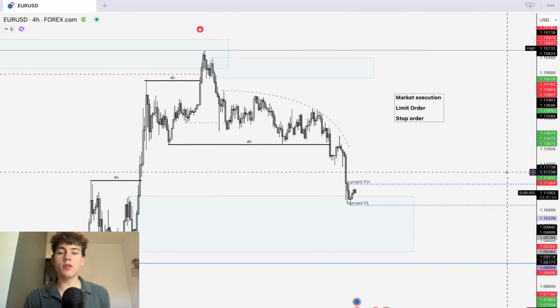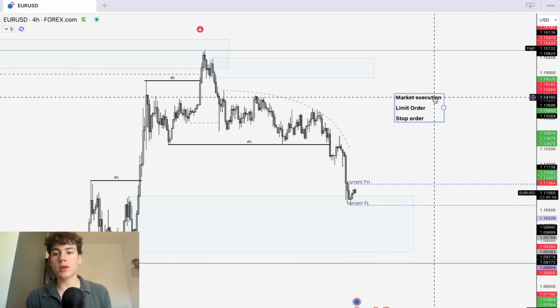With this, I'm going to be explaining the market execution, a limit order and a stop order. So market execution is one of the simplest forms of orders. It's basically just buying or selling at the moment you press the button. So press on buy or sell, and where price is at that current time on the market, that's when you buy or sell. Now then we have a limit order and a stop order.